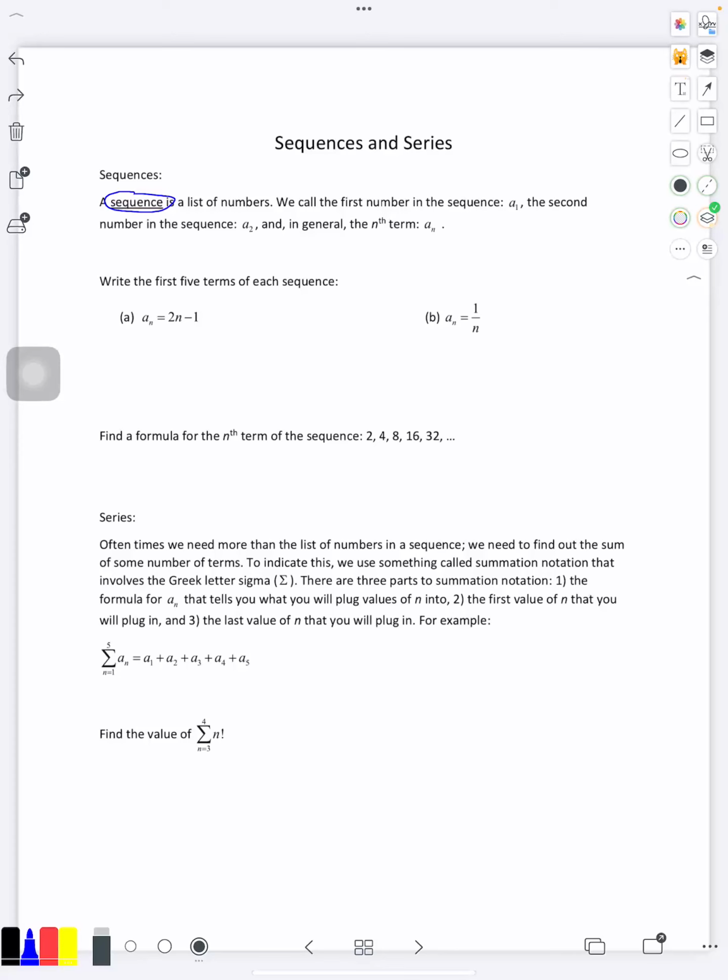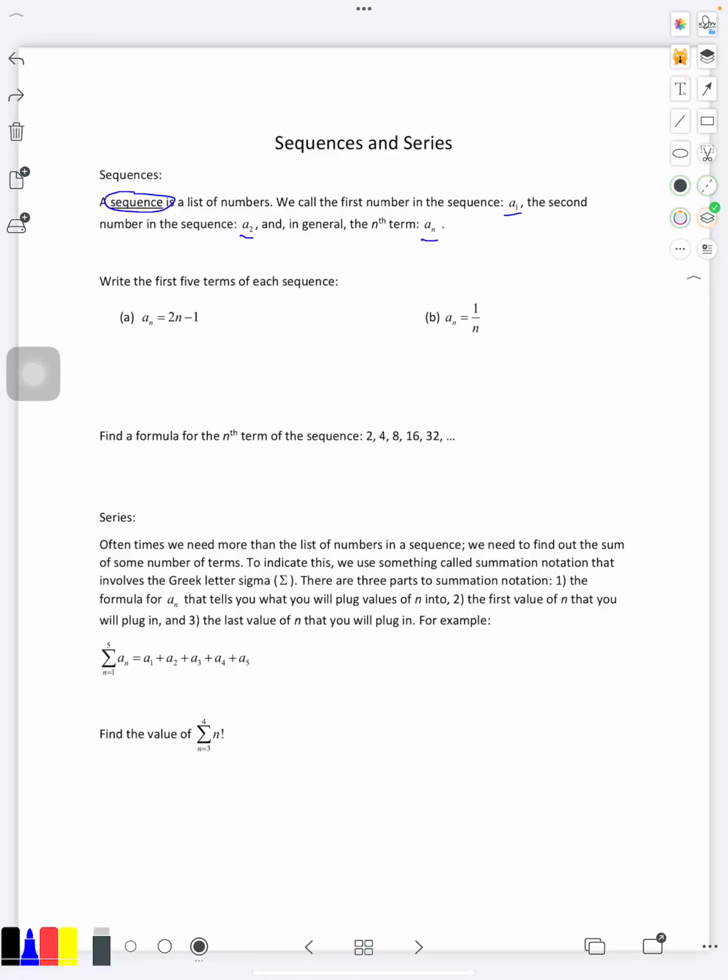Now, some notation here. We're going to call A with a little subscript 1 the first term. A with a subscript 2 could be your second term. And in general, A_n is whatever the nth term is. Like n is 10 means the 10th term, n is 100 means the 100th term, and so on. Just a way of saying the general term.